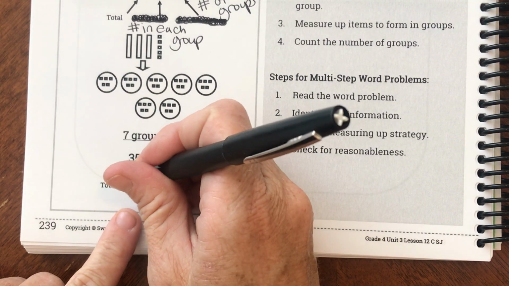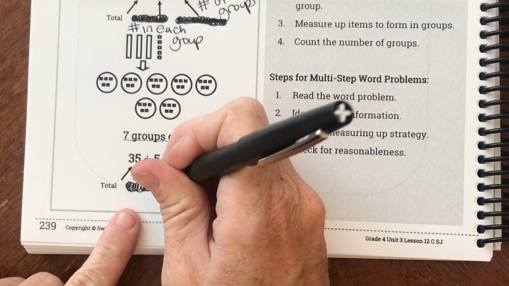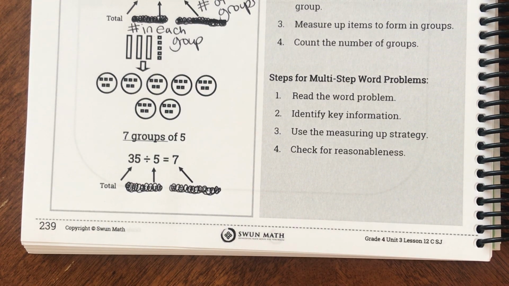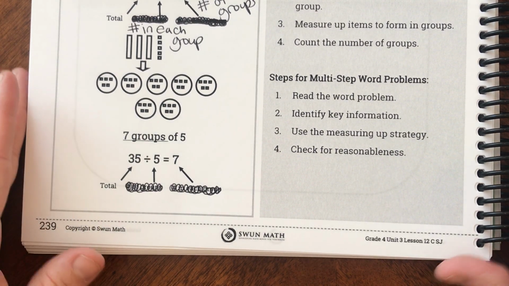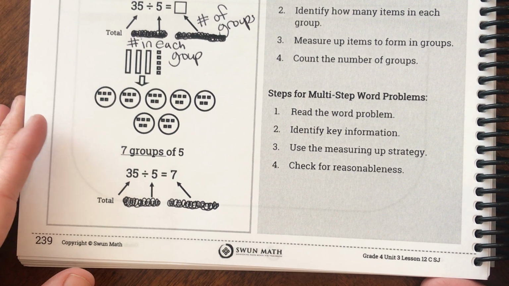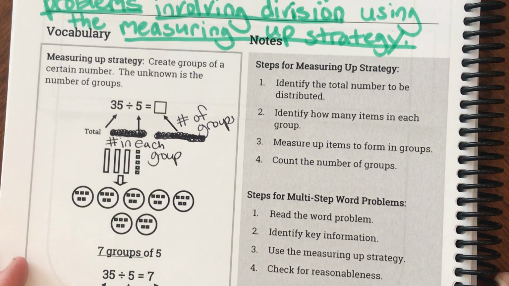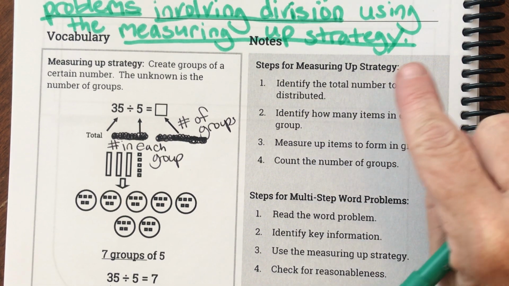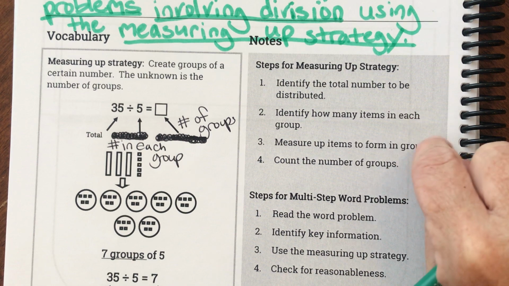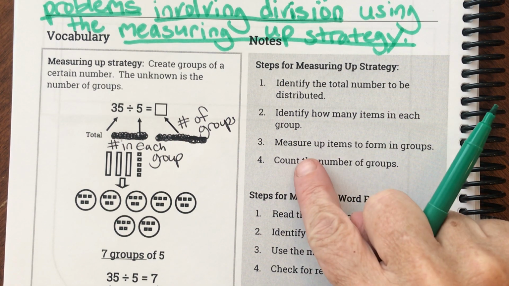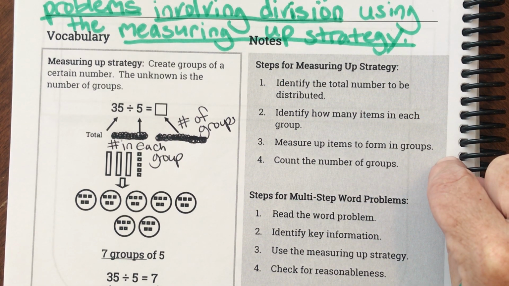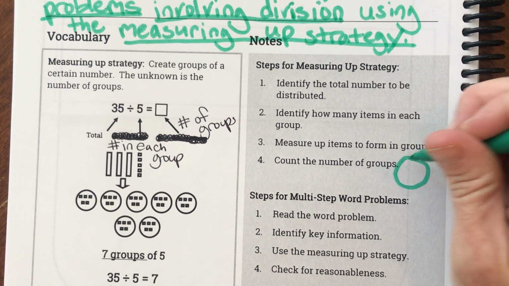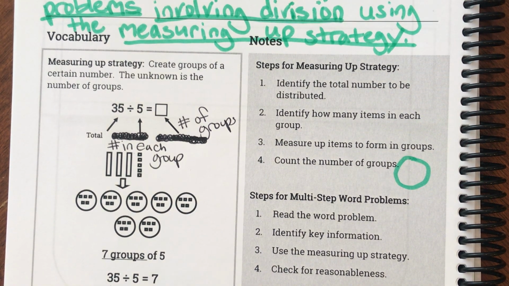And then down here they wrote it wrong as well. So let's cross that off, because that's not what the measuring up strategy tells us. The measuring up strategy is you're trying to find out how many groups there are going to be. So let's look at our steps. It says identify the total number to be distributed, identify how many items in each group, measure up items to form groups, and then count the number of groups. This is where we're going to circle. It's going to be a little bit different here, okay?